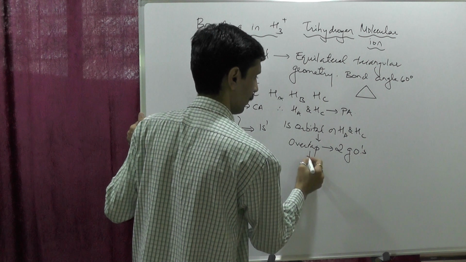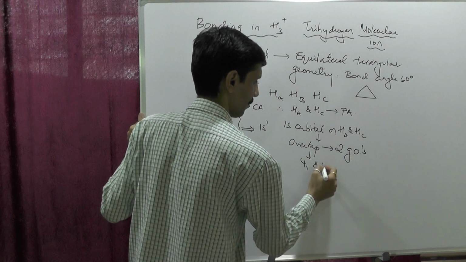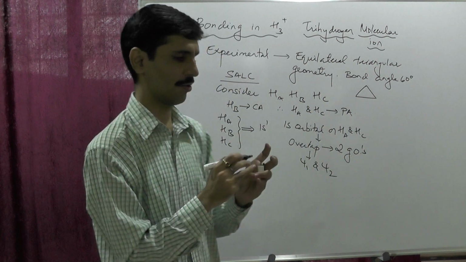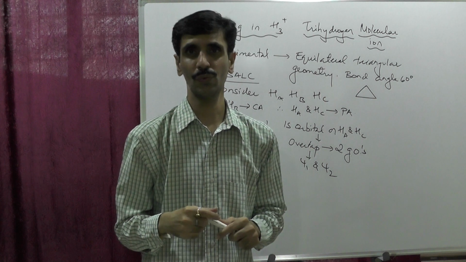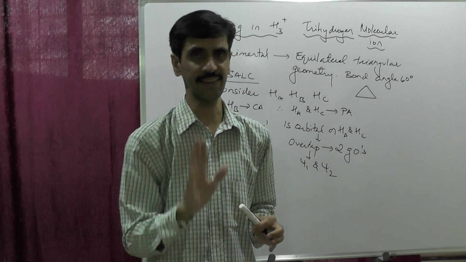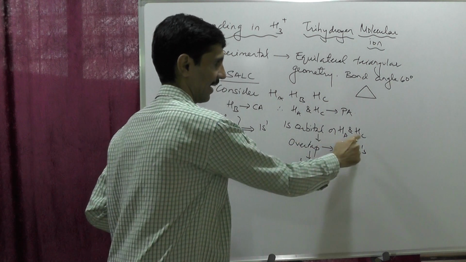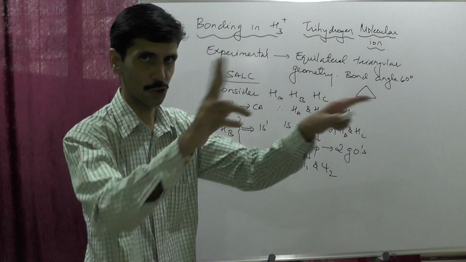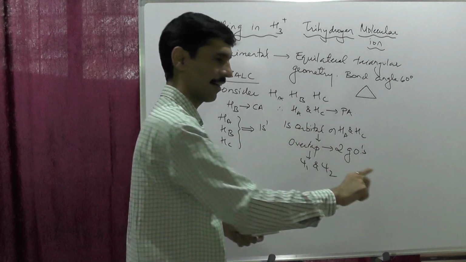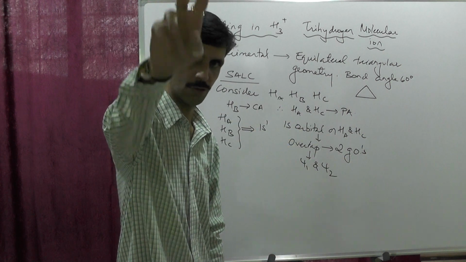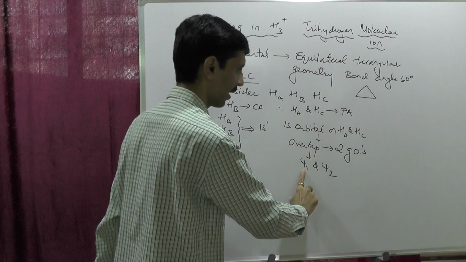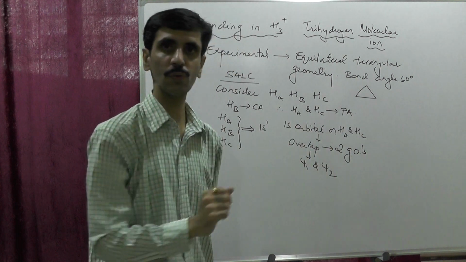Okay? And that wave function will be denoted as what? Psi1 and Psi2. Understood this part? Okay, up to this I guess everything is clear. So once again I repeat, 1s orbitals of Ha and Hc, which are peripheral atoms, they are going to overlap, resulting in the formation of what? 2 group orbitals, and those 2 group orbitals will be denoted as Psi1 as well as Psi2.